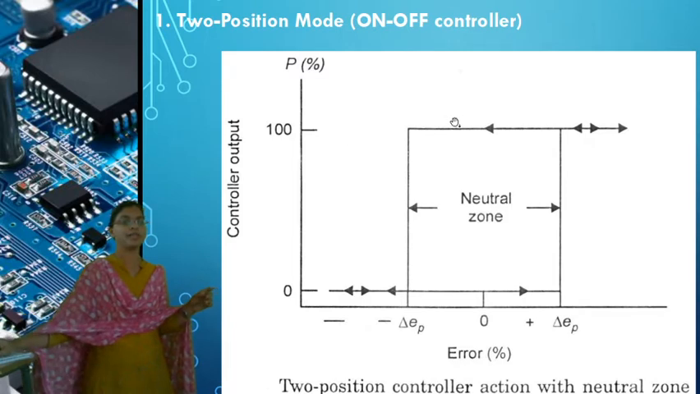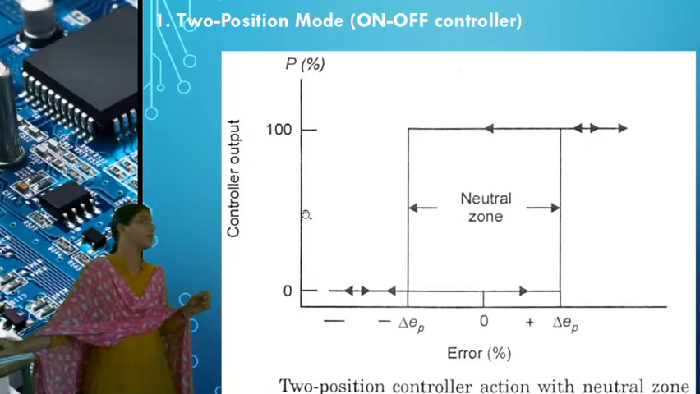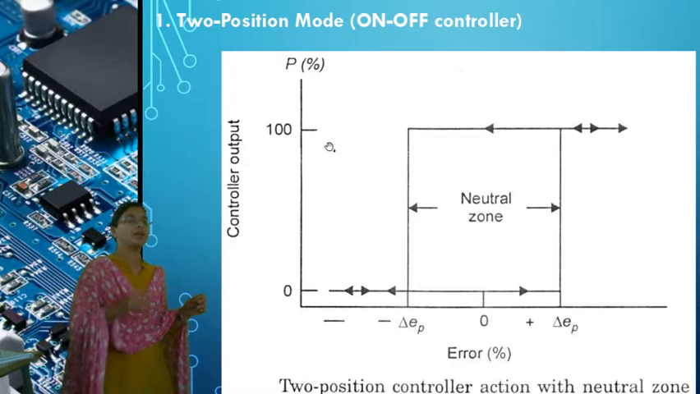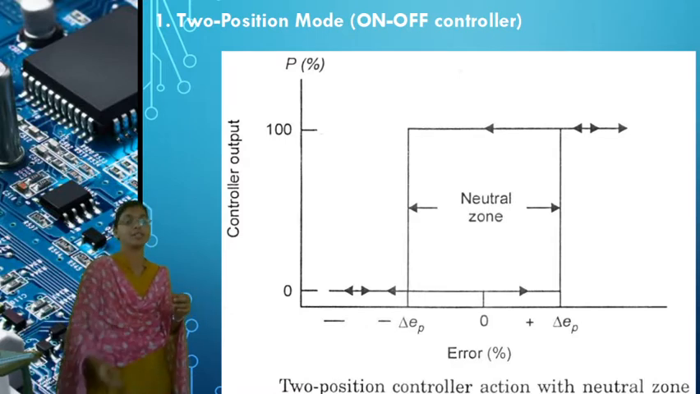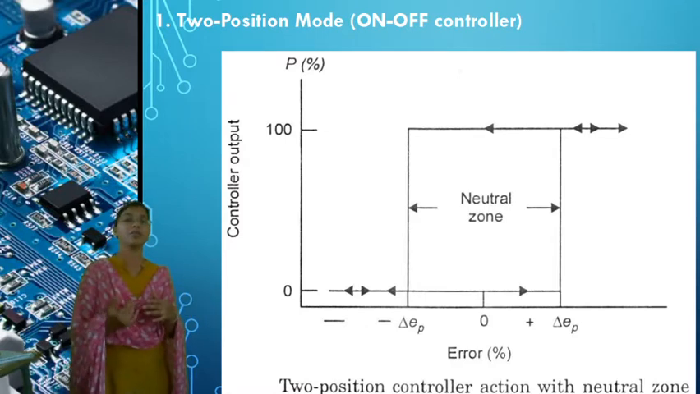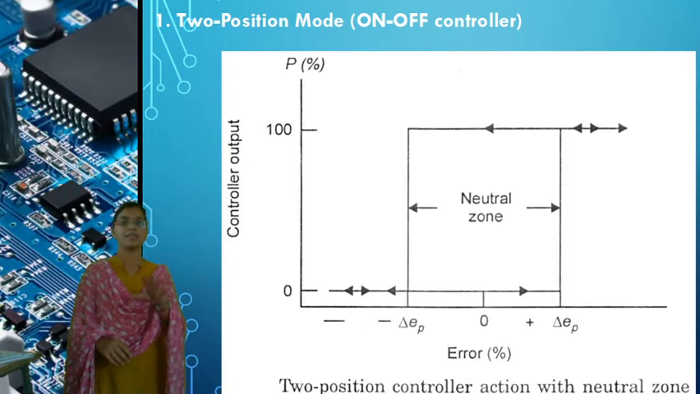Here I have taken the x-axis as the error and the y-axis as the output, that is the process output, which is P here. In order to change, if EP is less than 0 that will produce 0%, and if EP is greater than 0 that will produce 100%.